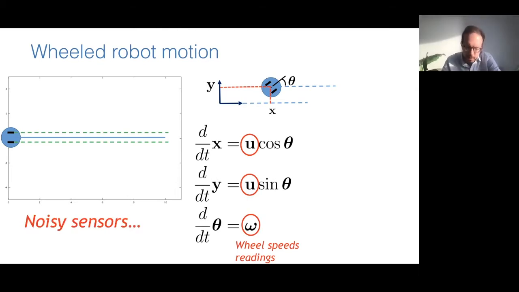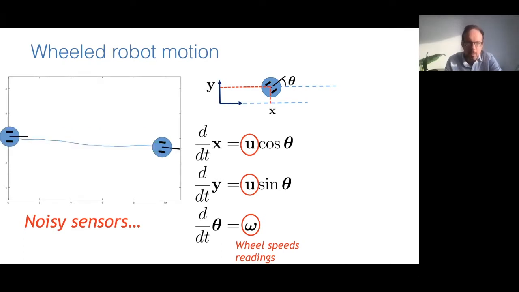The problem in practice is that those are imperfect inputs, and sensors are noisy, so they're not measured perfectly. To illustrate that, we could assume that we constrain the robot to roll on rails. So we know that it's going in a straight line, and then we could look at what the wheel speed sensors measure. This is typically what we're going to obtain from the sensors. They're wrong. It's corrupted by errors.